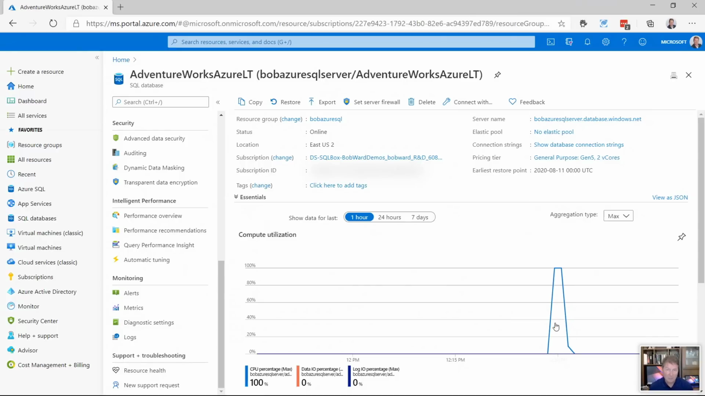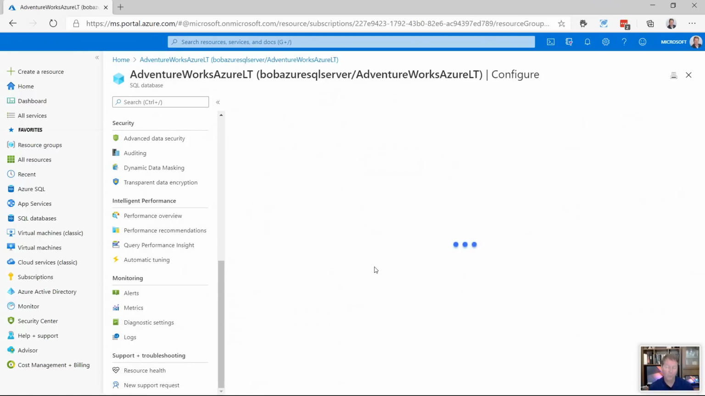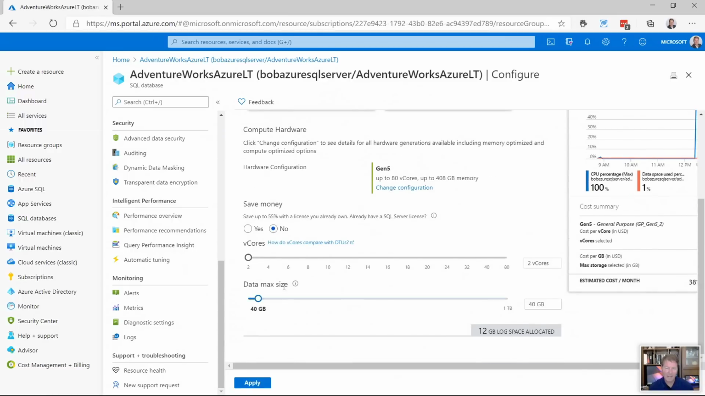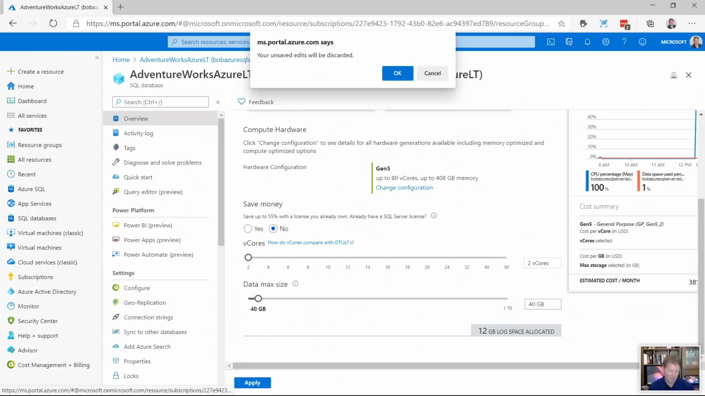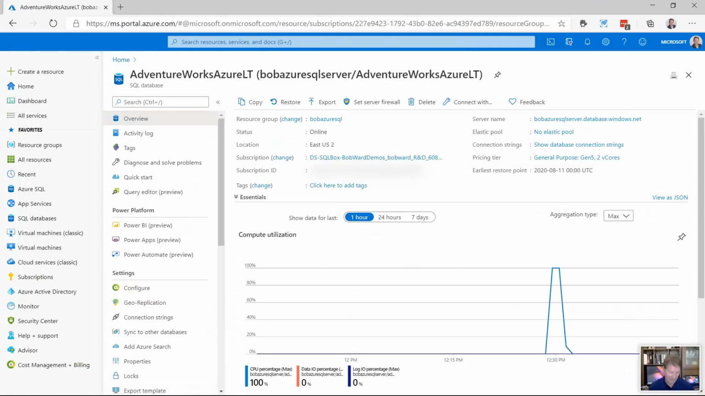I just need more CPUs, but I don't want to migrate. So one thing I could do is click here in the portal, and I could come through with a very handy little slider and just pick more cores, hit apply, and we would automatically scale up what you're doing. Let's go see what this looks like, though, through T-SQL. I'm kind of a T-SQL person, right? So let's go do that.